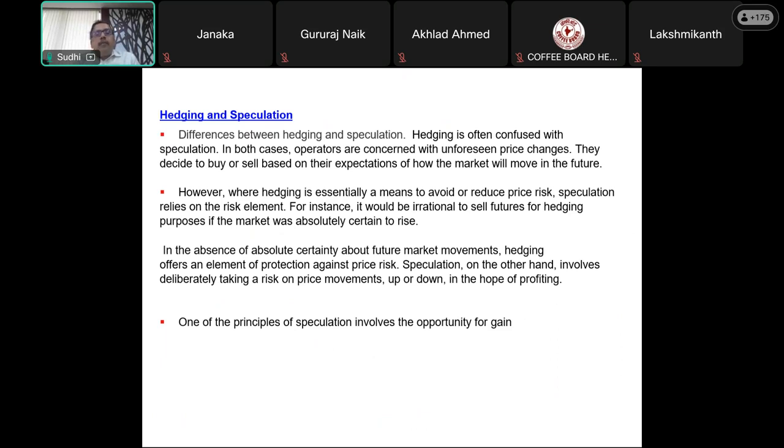I will explain with a specific Excel sheet in the next slide, which will give you a better understanding of what the hedge means. Whereas in case of speculation, it is straight. I buy and wait for the market, either it can go up or go down, and you incur a huge loss or a huge gain. So speculation is always very bad in a commodity market.